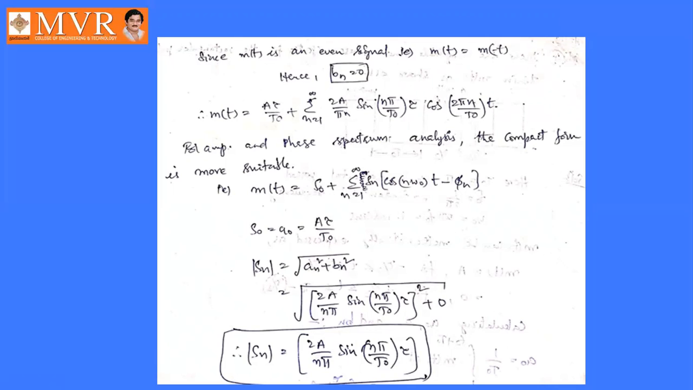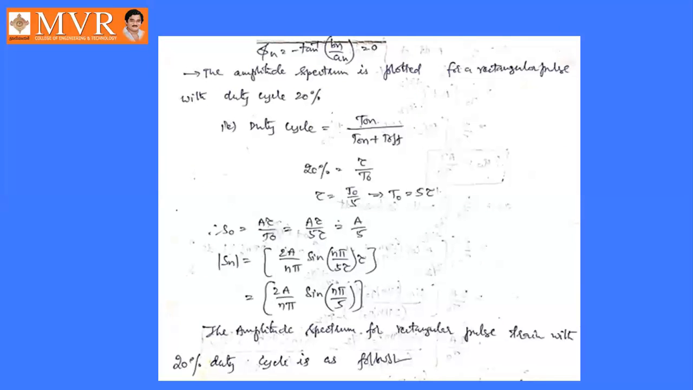Here it will be converted into compact form, that is polar form. So m of t equal to s naught plus sigma n equal to 1 to infinity Sn cos of n omega naught t minus phi n. So s naught equal to a naught equal to A tau over T naught, and mod Sn is the square root of an square plus bn square. Here bn value is 0, so we have only an square value. So 2A by n pi into sin n pi by T naught into tau, whole square plus 0, or it is equal to 2A by n pi sin n pi by T naught into tau, and phi n value is 0 because bn value is 0.